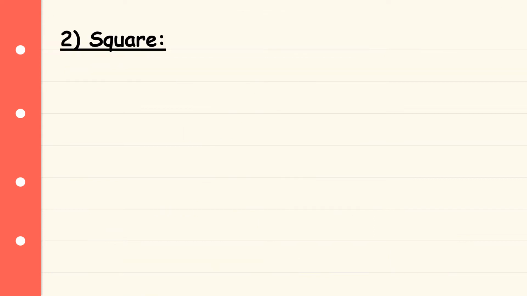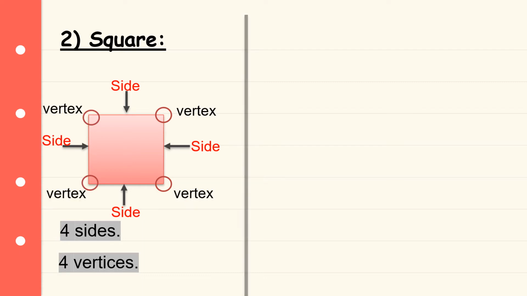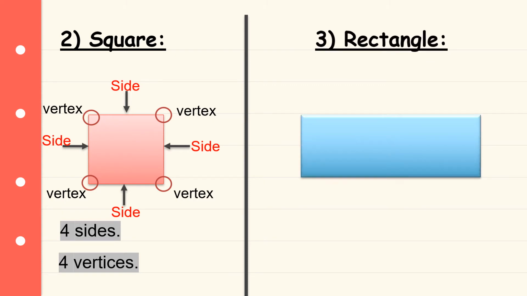Second shape is called square. How many sides in the square? Let's count them together. 1, 2, 3, 4. There are 4 sides. And how many vertices? Let's count them. 1, 2, 3, 4. There are 4 vertices.